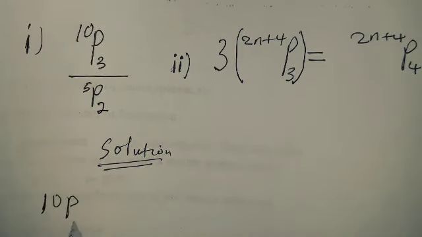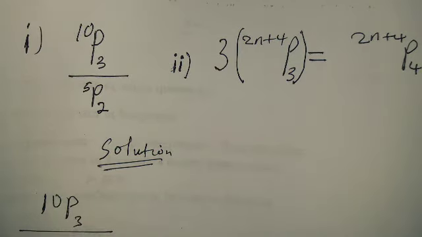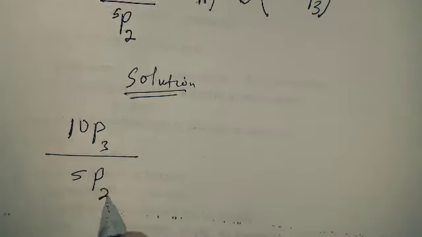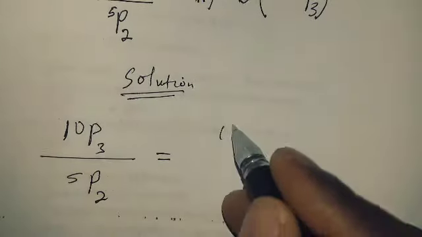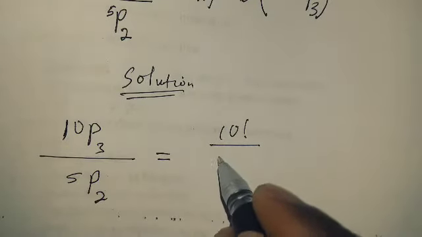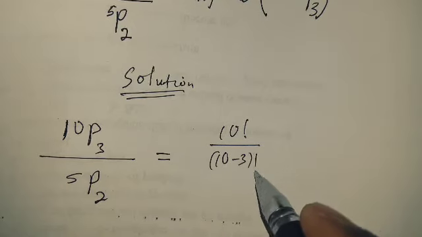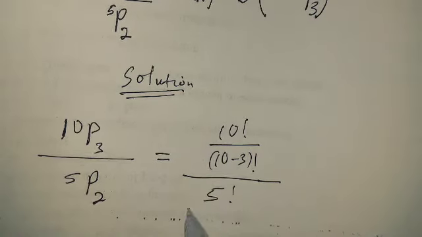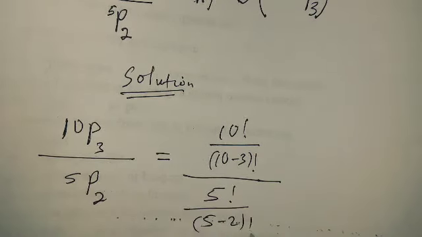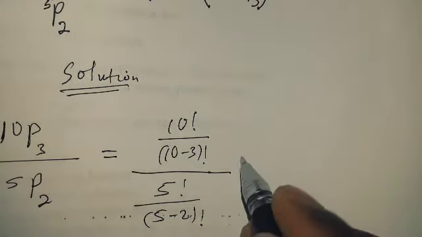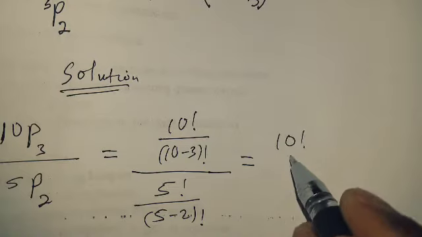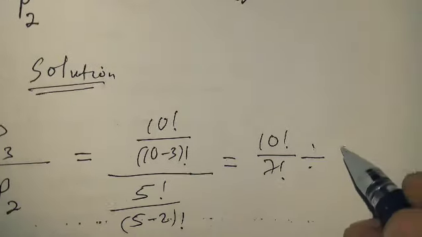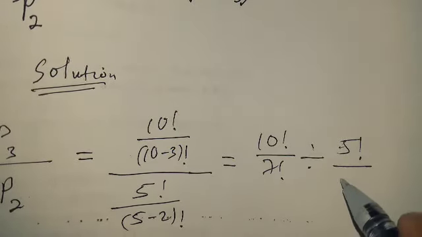10 permutation 3 all over 5 permutation 2, this is defined as 10 factorial over 10 minus 3 bracket factorial all over 5 factorial over 5 minus 2 bracket factorial. This is the same thing as 10 factorial over 7 factorial all divided by 5 factorial over 3 factorial.